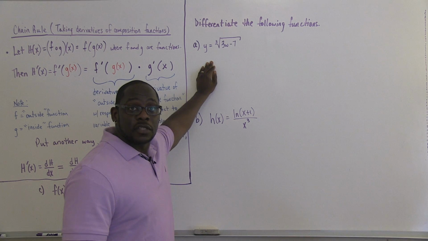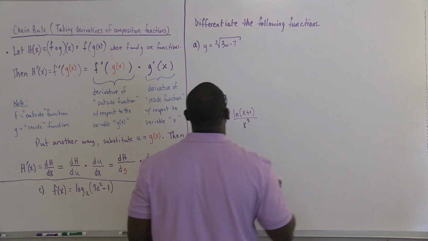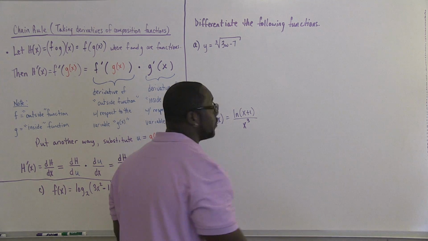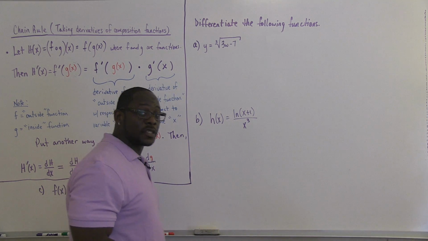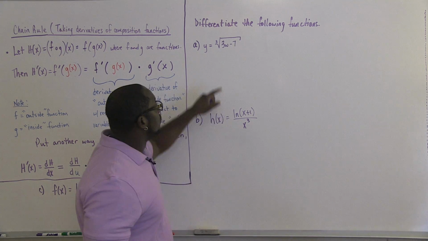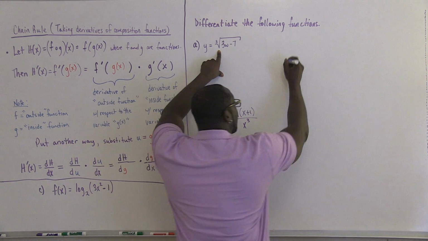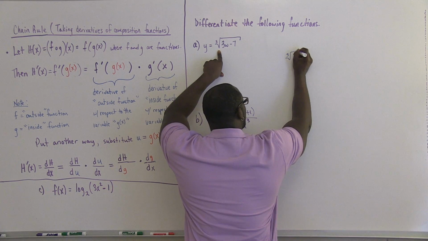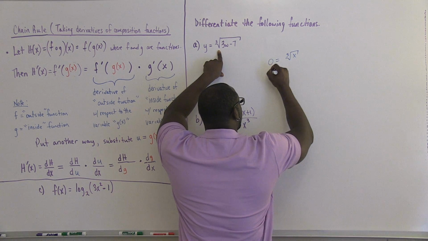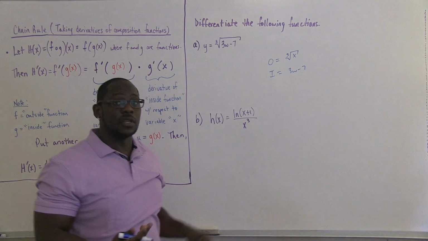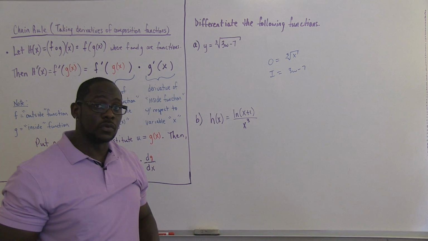All right, so let's look at our first problem here. So our first problem, we have y is equal to cube root of 3w minus 7. And we want to take the derivative of that. So we notice here that this is a composition function because the outside function is cube root of x and the inside function is 3w minus 7. So we know that we're going to be employing the chain rule here.